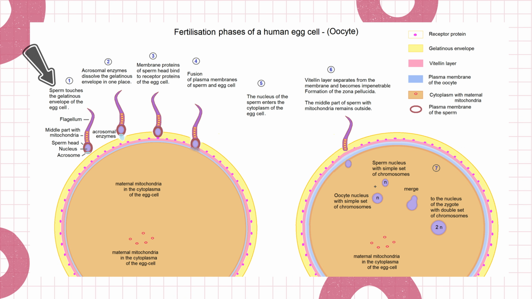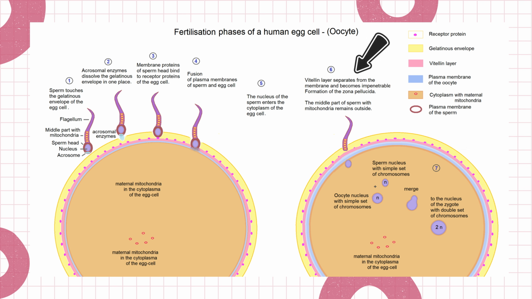Fertilization in humans is a multi-step process that begins when a sperm comes into contact with the gelatinous envelope surrounding the egg cell. The sperm releases acrosomal enzymes to dissolve a small part of this protective layer, enabling it to reach the egg's plasma membrane. Next, membrane proteins on the sperm head bind to specific receptor proteins on the egg cell. This triggers the fusion of the plasma membranes of both gametes, allowing the sperm nucleus to enter the egg cytoplasm. The middle part of the sperm, which contains mitochondria, remains outside.